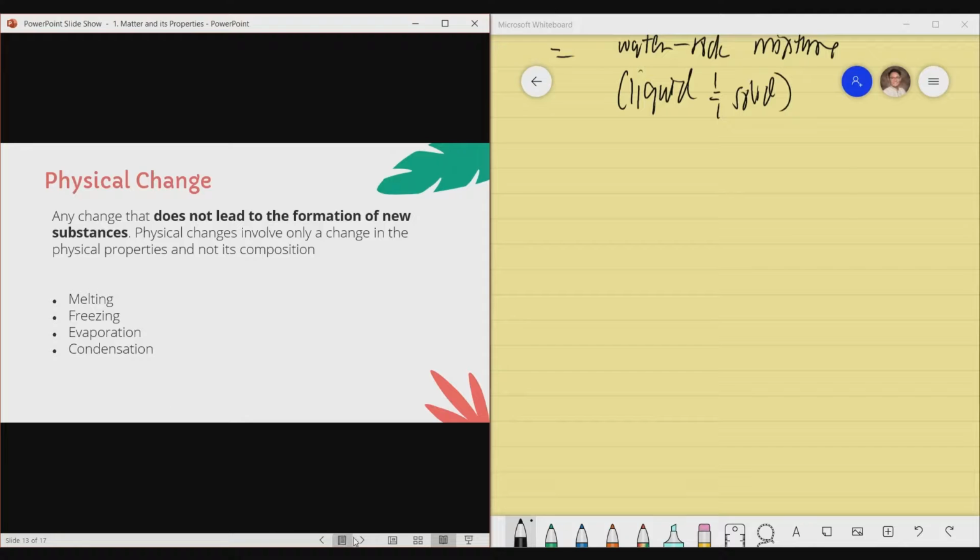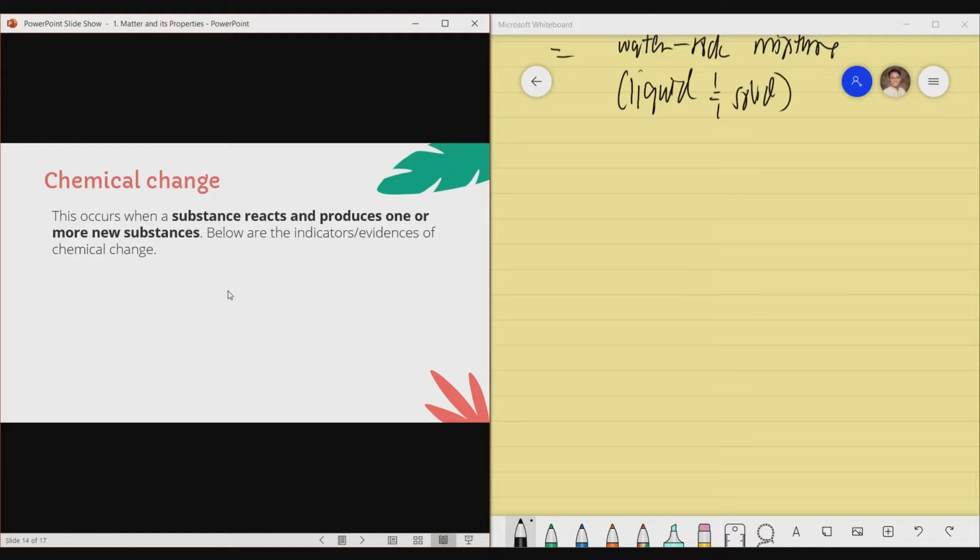Okay? Now, what about chemical change? Now, chemical change occurs when a substance reacts and produces one or more new substances. The keyword for chemical change is that as long as there will be a new product, either one or more, that will be entailing a chemical change. Below, the slide will show you indicators or evidences for chemical change. Mga palatandaan na nagsasabing chemical change ang nangyayari. Evolution of gas, bubbles in a reaction, nagkakaroon po ng bula. Okay? Evolution of heat. There will be a release or absorption of energy.